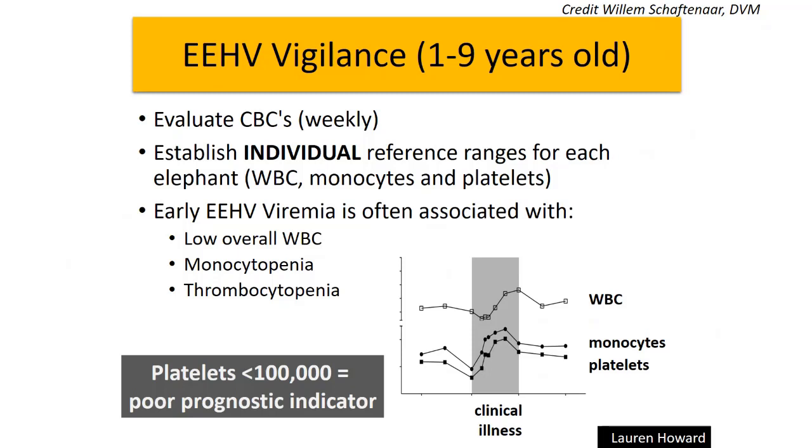In early age viremia, overall WBC is often low, with monocytopenia, and they are all reducing, as well as thrombocytopenia. If platelets are reducing below 10,000, it's a poor prognosis indicator. So you have to give clinical aid, especially before your elephant shows clinical symptoms. It should be routine to collect blood and evaluate CBC on a weekly basis.